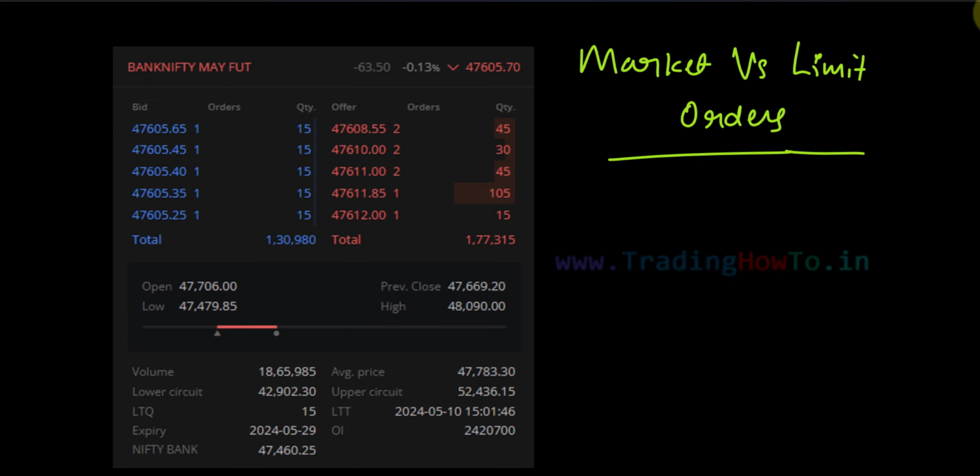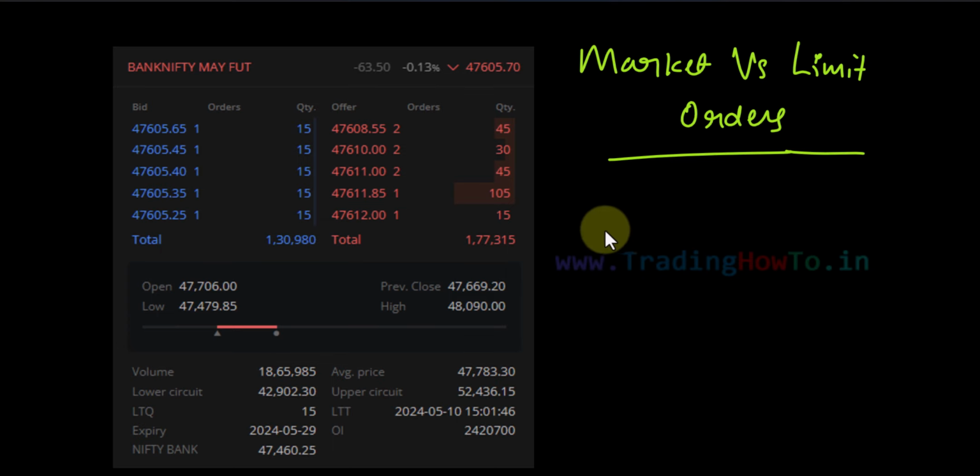Okay, now let us see the difference between the market and limit orders. As you have seen here, when a trader places the market order, the main intention is to perform that transaction. Whether he is buying or selling, the main intention is to complete the transaction, and he is not concerned about the price that he is getting.